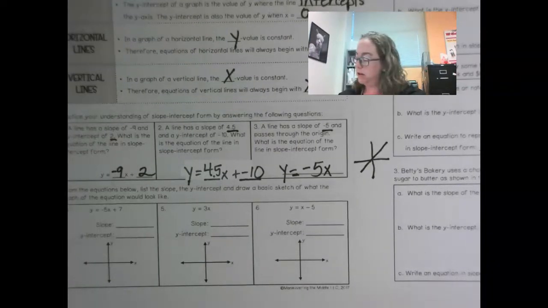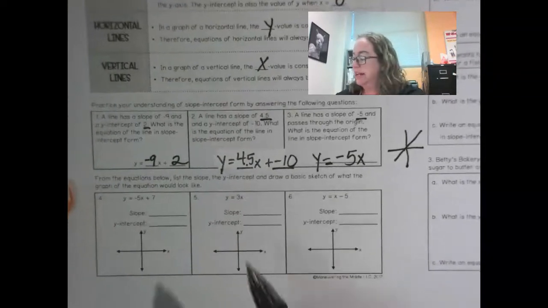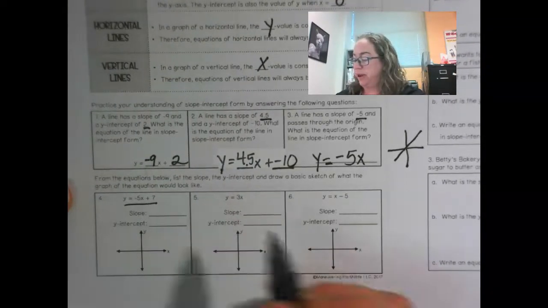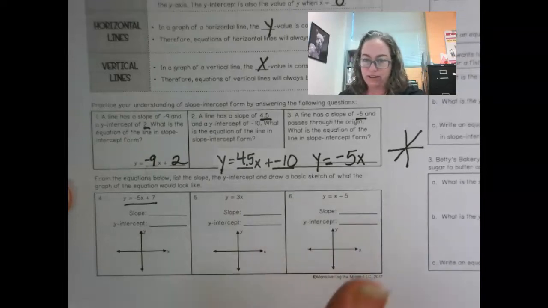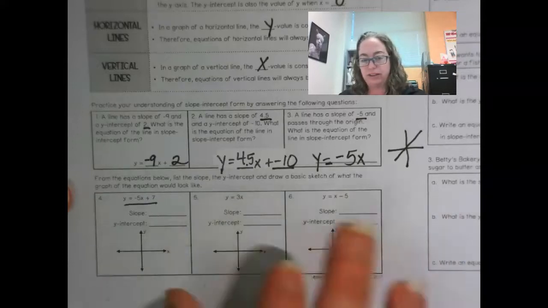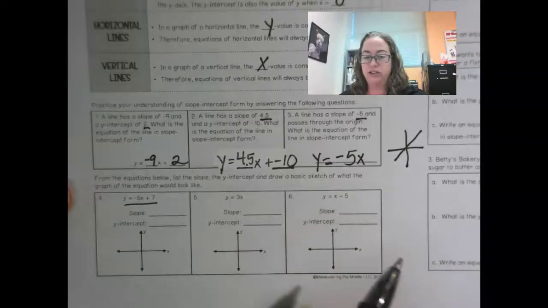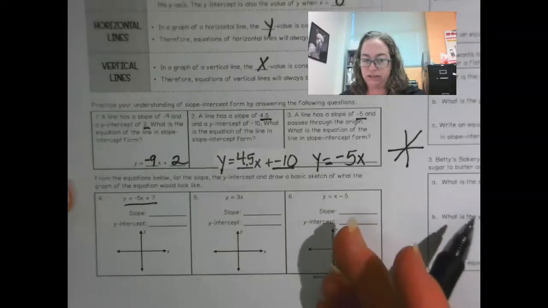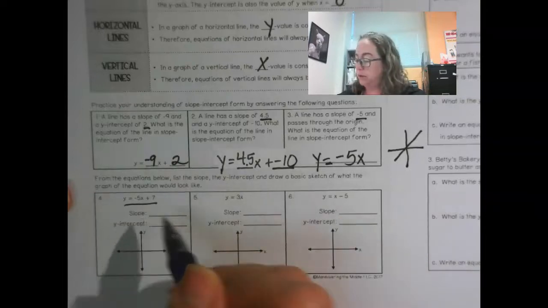Okay, so when we look at the next row of problems that are down here, it's giving you the full equation. You have to tell me the slope and the y-intercept and then do a general draft of what the line would look like. You don't need to number all the spots. I just need to know generally that you've got it, whether or not it's a positive slope or a negative slope, and in the general direction of where the y-intercept is. So this first one, y equals negative 5x plus 7.